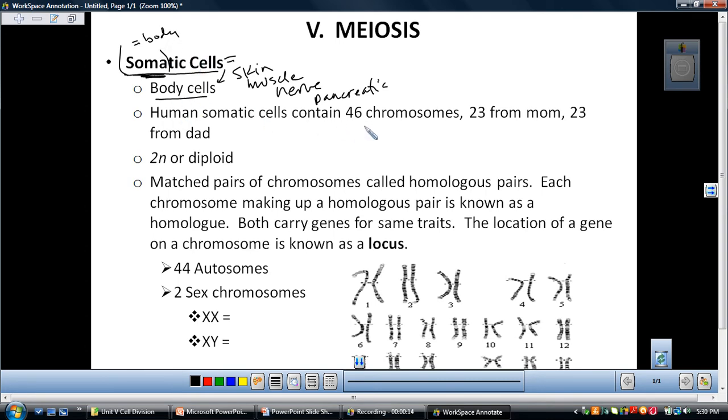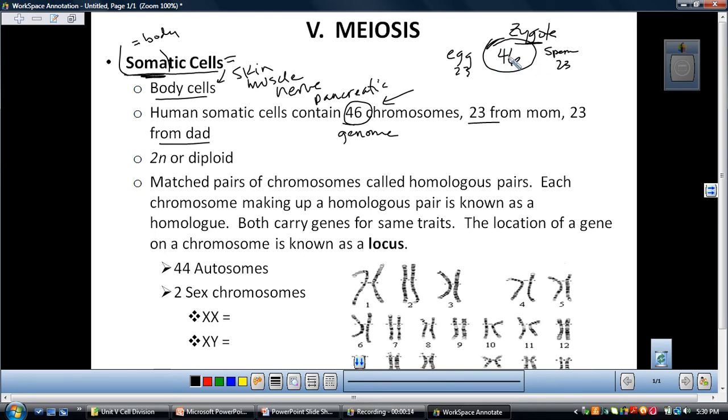Human somatic cells contain 46 chromosomes. That is our genome. Our total endowment in our body cells is 46 chromosomes. If I asked you where those 46 chromosomes came from, hopefully you would know that 23 came from your mom and 23 came from your dad. We all started off as one cell. This zygote, which is what we all started off with, was because dad's sperm cell, which contains 23 chromosomes, united with mom's egg cell, which also contains 23 chromosomes, so we all started off as a zygote that had 46 chromosomes.